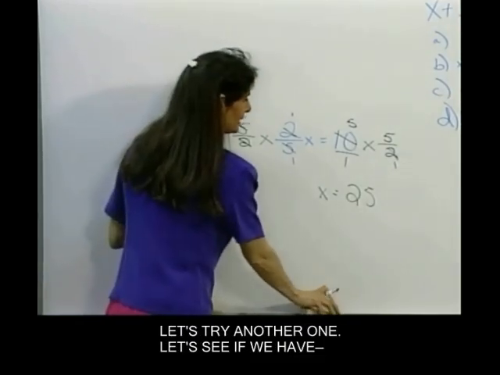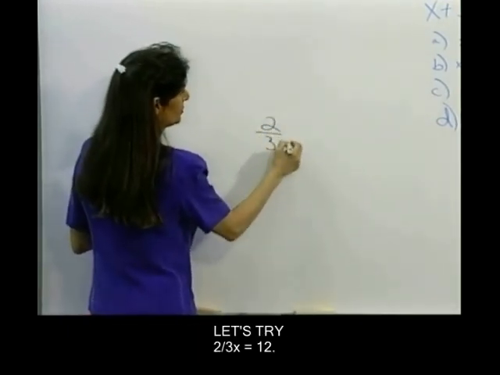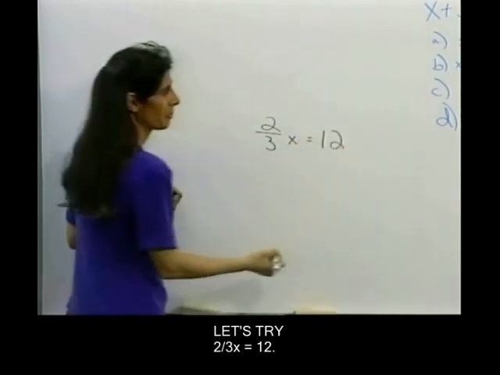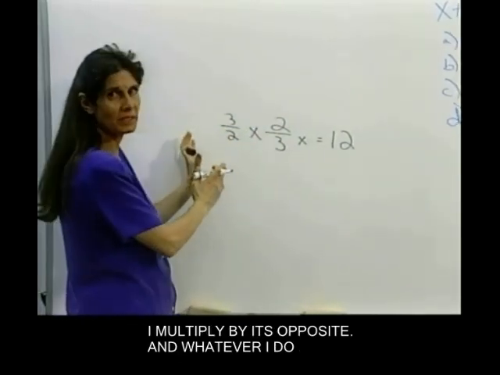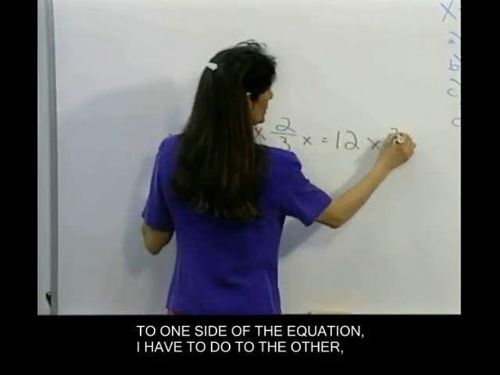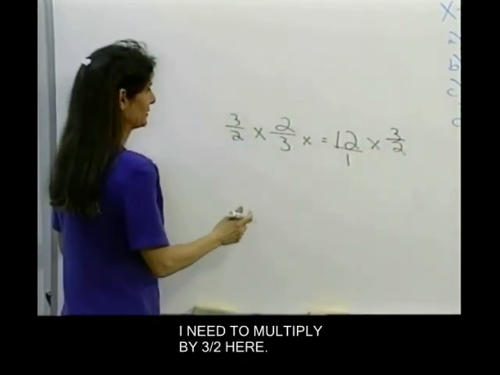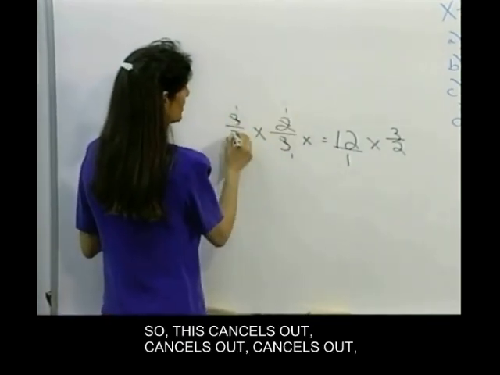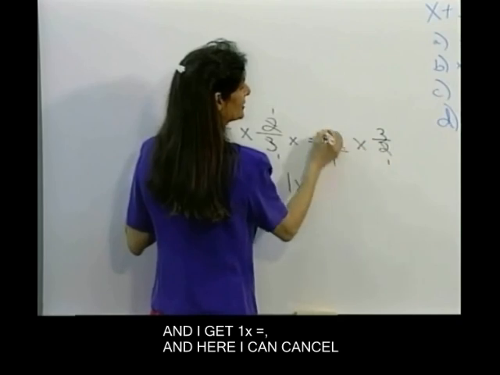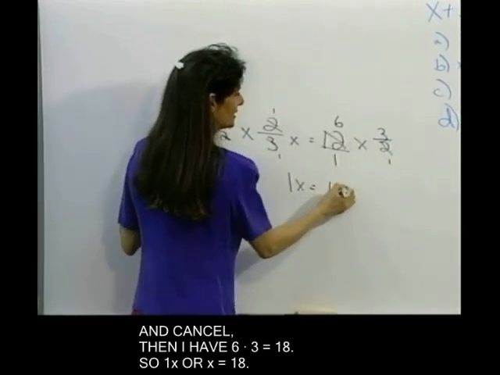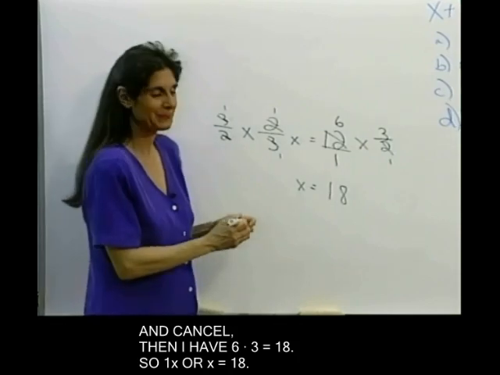Let's try another one. Let's try 2/3 x equals 12. How do I solve this? I multiply by its opposite. And whatever I do to one side of the equation, I have to do to the other. So if I multiply by 3/2 here, I need to multiply by 3/2 here. So this cancels out, cancels out, cancels out, and I get 1x equals. And here, I can cancel and cancel, and I have 6 times 3 is 18. So 1x, or x, equals 18.